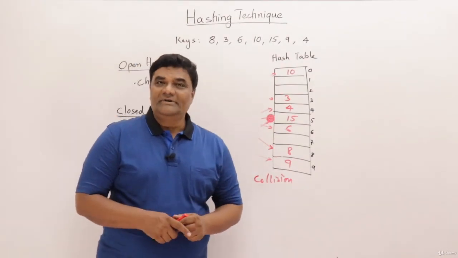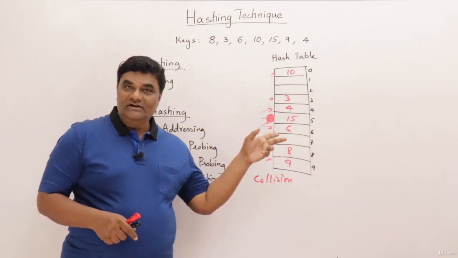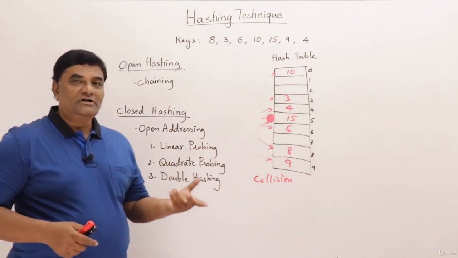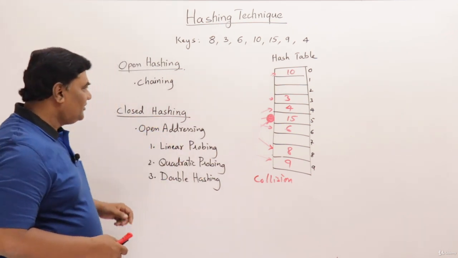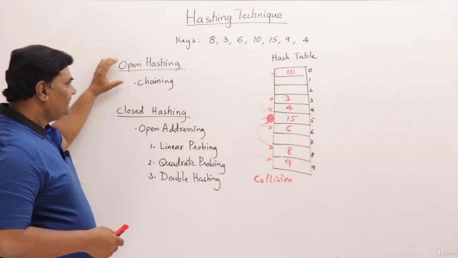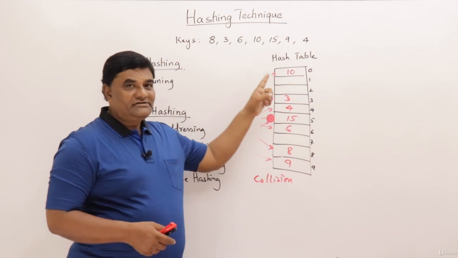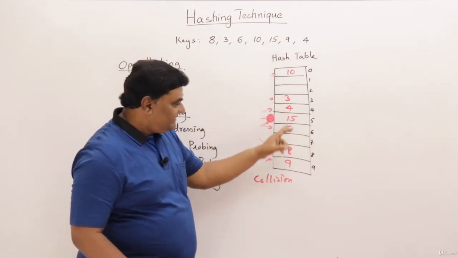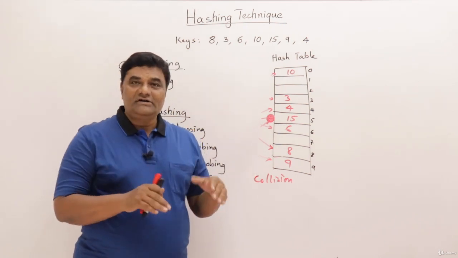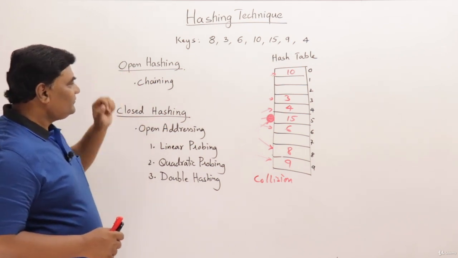Now let us see what the methods for resolving collision are. If a function is many to one and there is a collision, two or more keys are mapped at the same place, then how to solve that problem? For solving the problem, there are two major methods: open hashing and closed hashing. First I'll tell you the difference. First I will say what closed hashing is. The size of the hash table is 10 and this is the space given. So we will utilize only that much space. We will not increase the space. That is closed hashing.